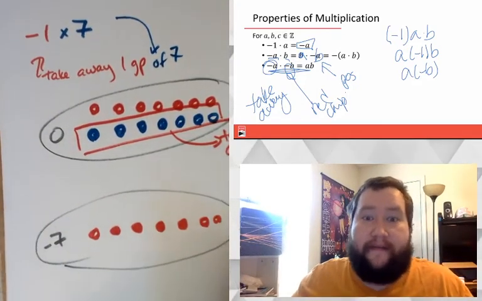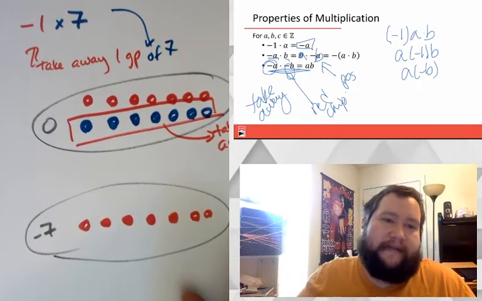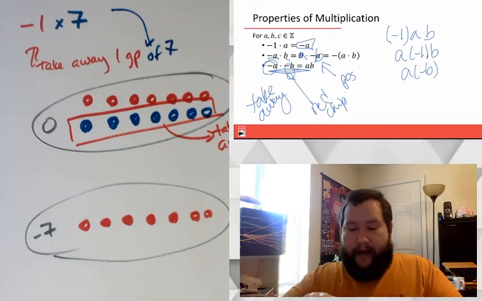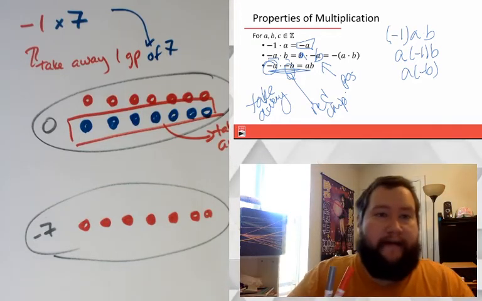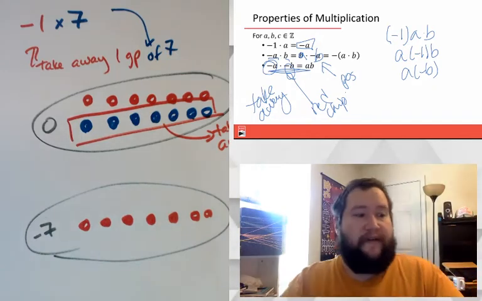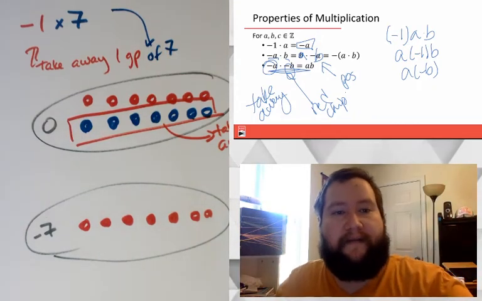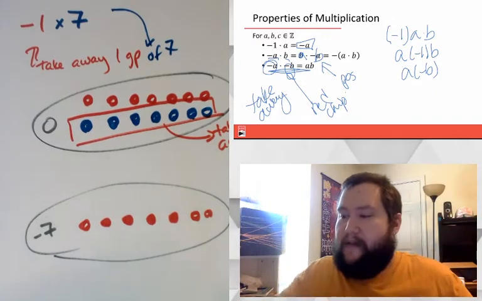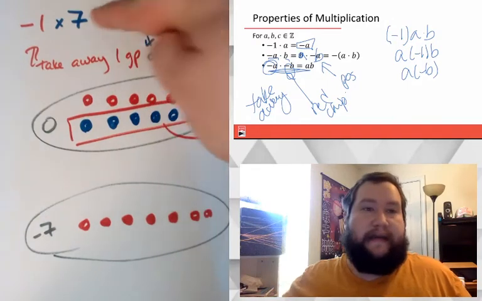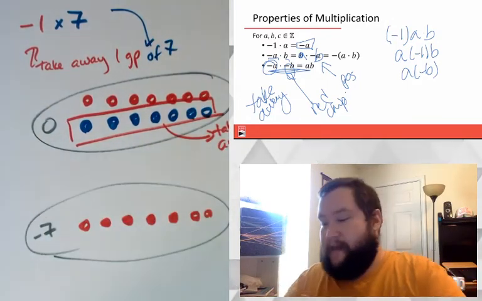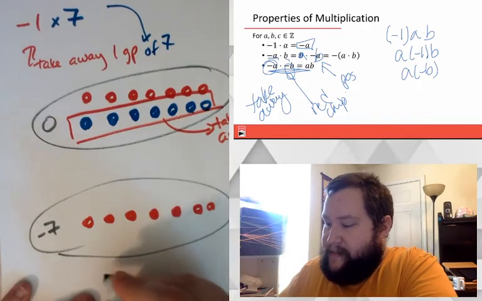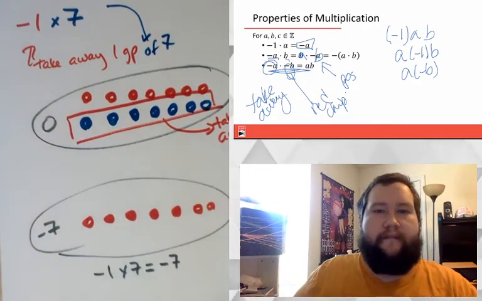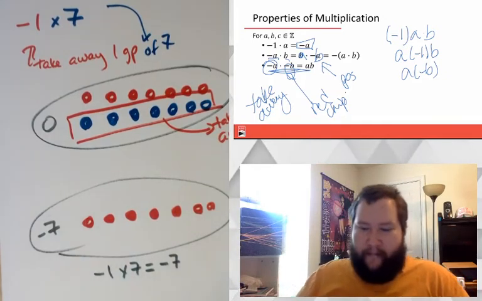And so that is a proof of why that is the case. Because we showed with the model that when we take away one group of 7, we're left with 7 positive chips. No, we're left with 7 negative chips. So -1 times 7 is indeed -7. Maybe let me write that just to finalize it. -1 times 7 is indeed -7. Good.